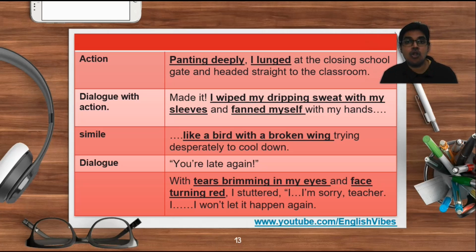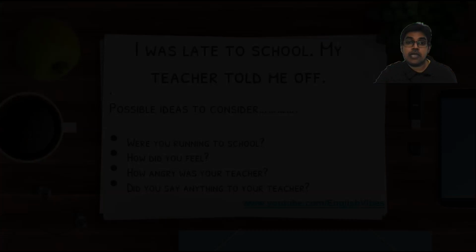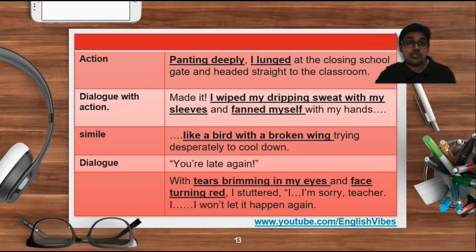Okay, so this whole paragraph here is built very simply, based on these four questions that I've used. First, you reached the school, how you reached the school, and what were your actions. Next, I used the simile to show the actions that you were doing, and then your teacher's dialogue, and your actions and your response to your teacher's statement. Now, if you look at this, this is one way for you to develop your ideas.